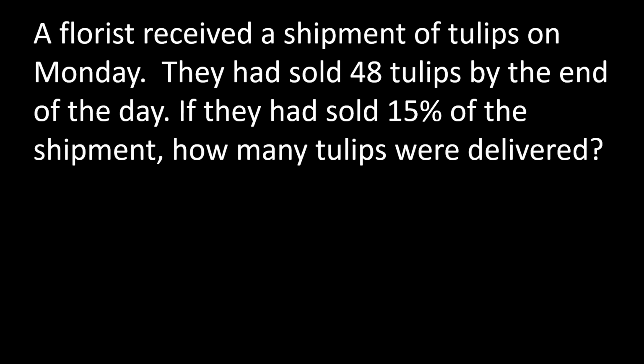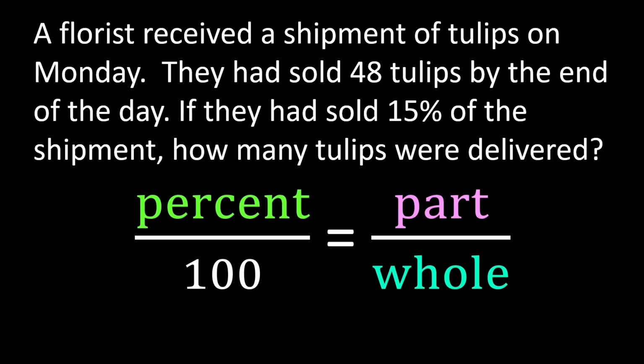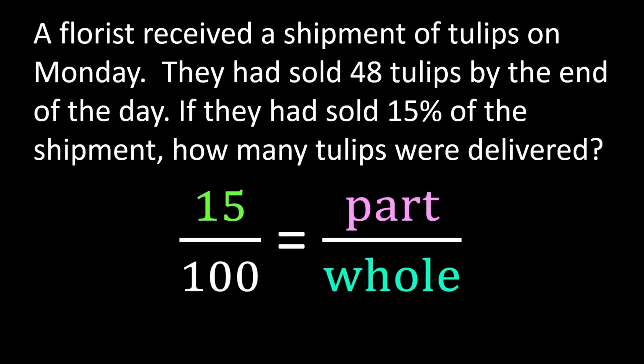A florist received a shipment of tulips on Monday. They had sold 48 tulips by the end of the day. If they had sold 15% of the shipment, how many tulips were delivered? We're going to use a proportion to solve for how many tulips were delivered. First, we were told that they had sold 15% of the shipment. Our percent always goes over 100, so let's start by putting 15 over 100.